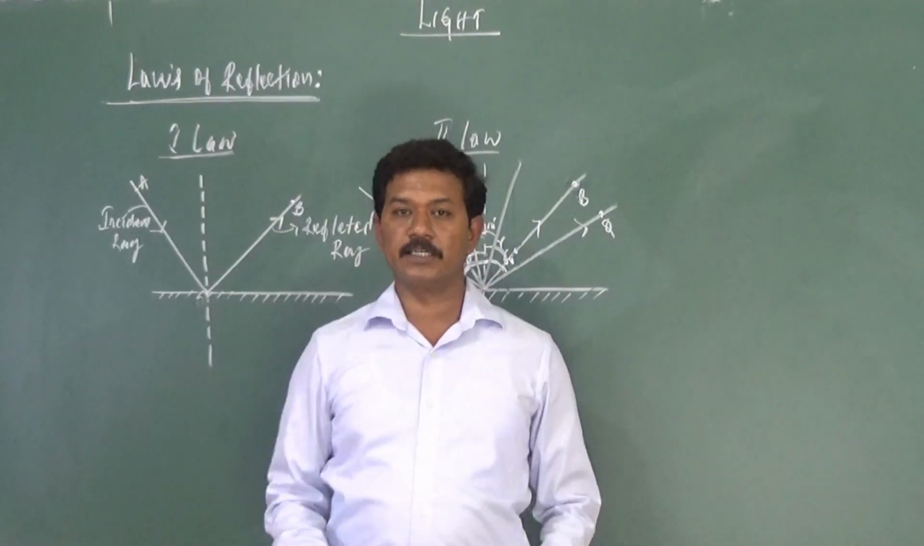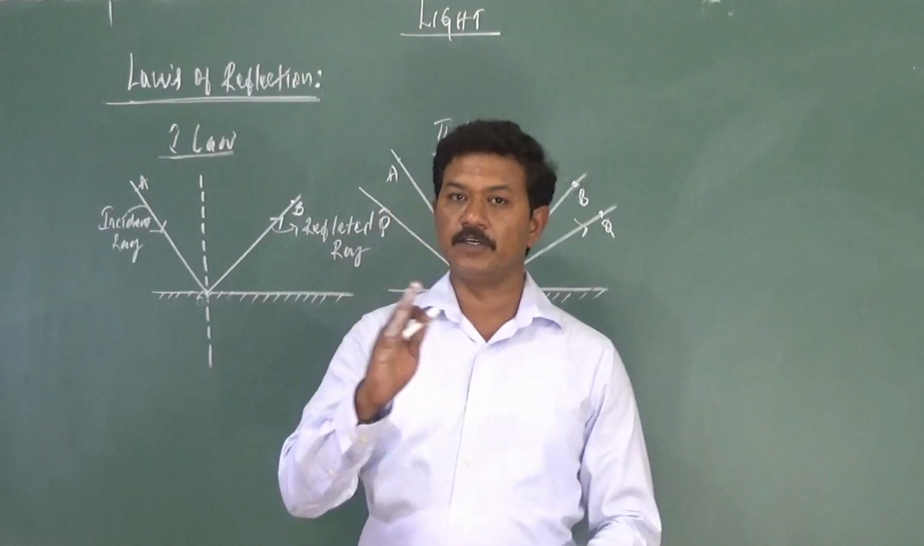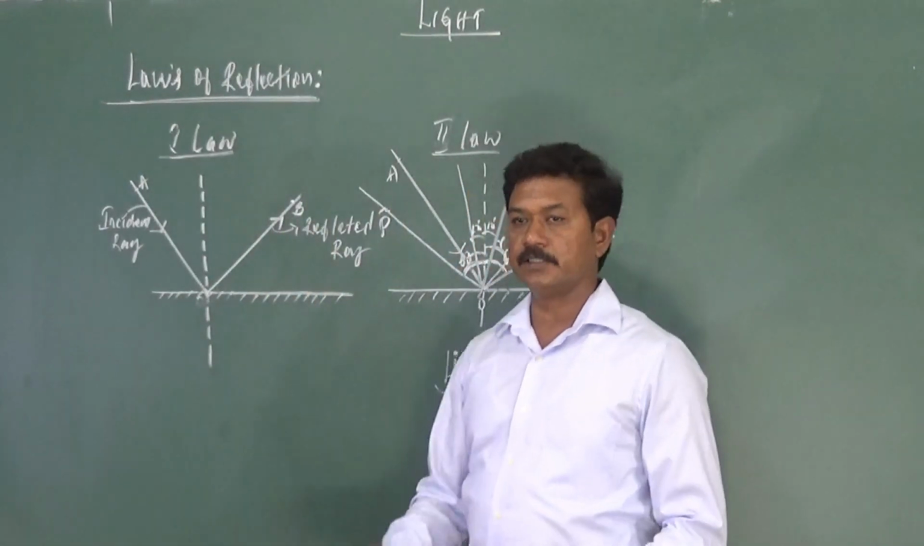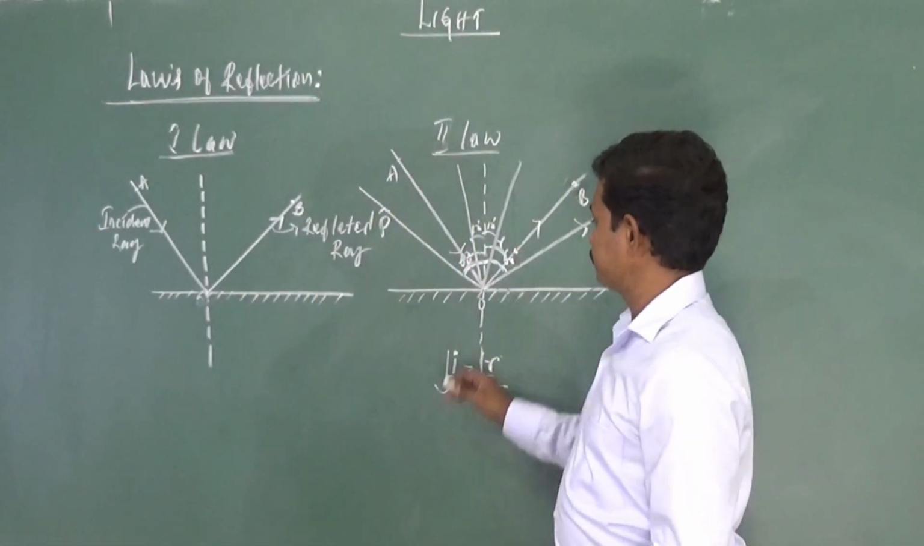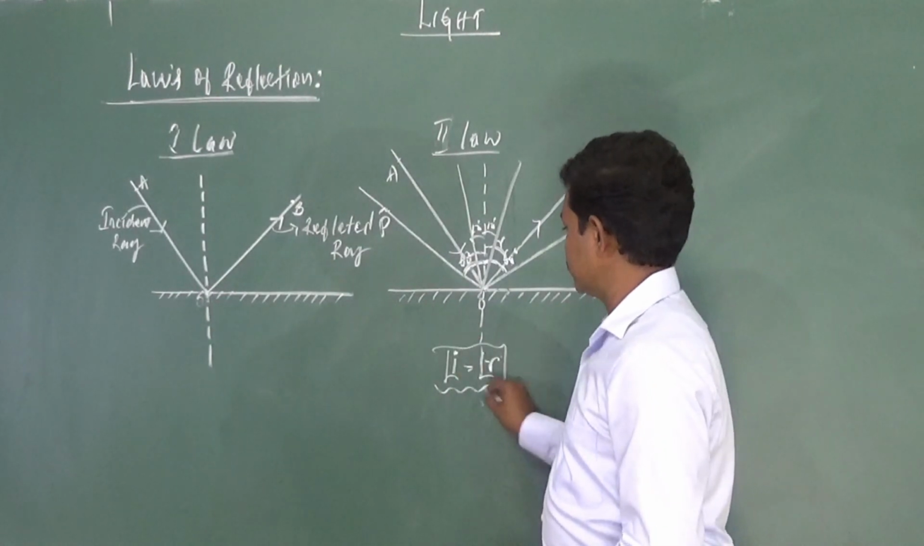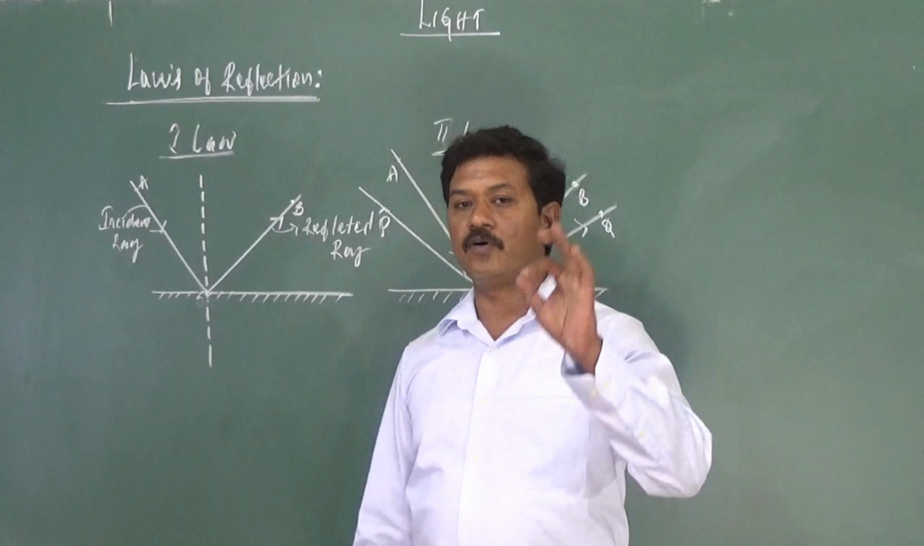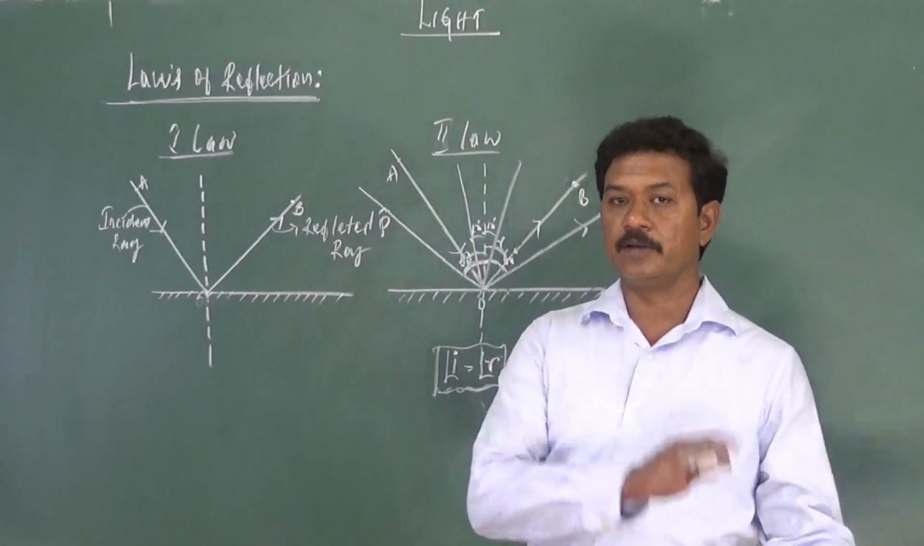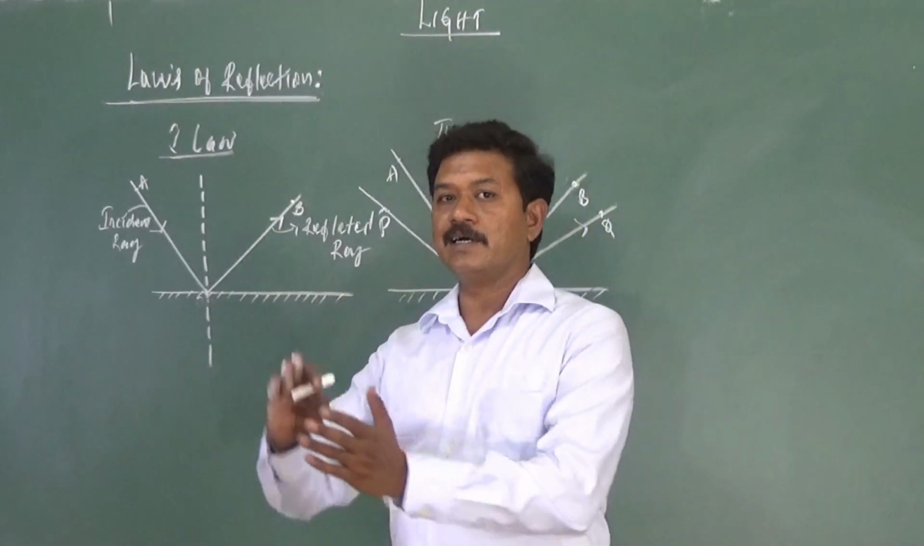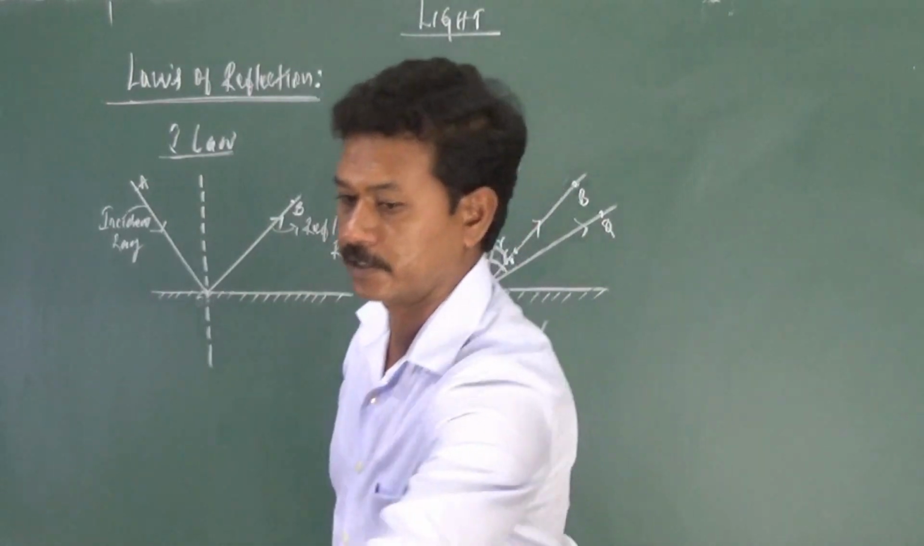And the second law states that the angle of incidence is always equal to the angle of reflection. So now, angle I is equal to angle R. This is the mathematical form of the second law. This law applies for all types of mirrors, including plane mirrors, concave mirrors and convex mirrors.